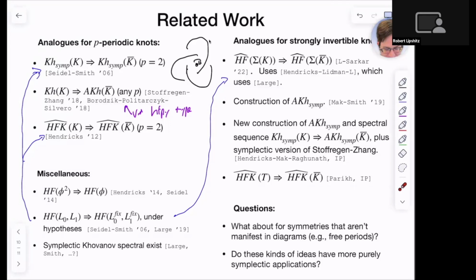Good. So they give a new construction of annular Khovanov homology that is more what you would expect the construction to look like, what I would have expected in my naive nature. And using that new construction, they are able to produce a symplectic version of a spectral sequence. Again, I guess the second half of that probably uses the Seidel-Smith or Large localization theorem.